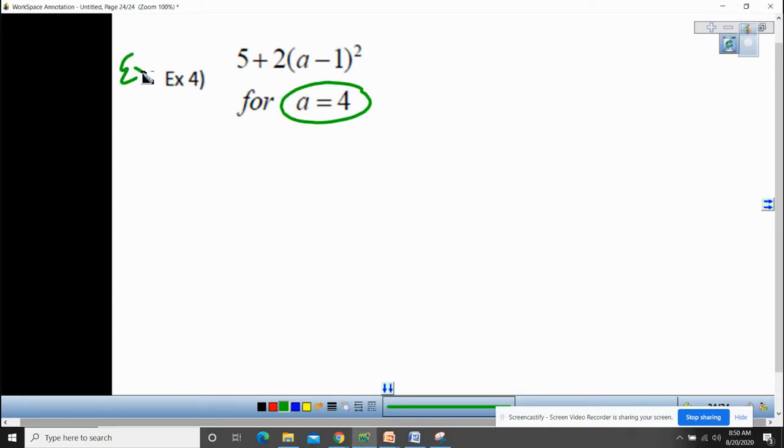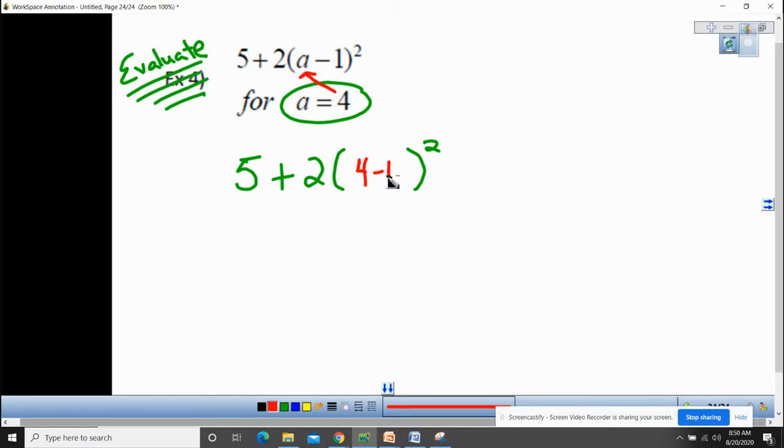Okay, plug in A equals 4. The directions here at the very beginning of our first 4 examples is evaluate, not solve, not graph a line, right? It's evaluate. That's the word that would be on a quiz or a test. So evaluate this thing if you plug in a 4. So let's do it. 5 plus 2, and we're going to plug it in. I'm going to plug this 4 right in. 4 minus 1.